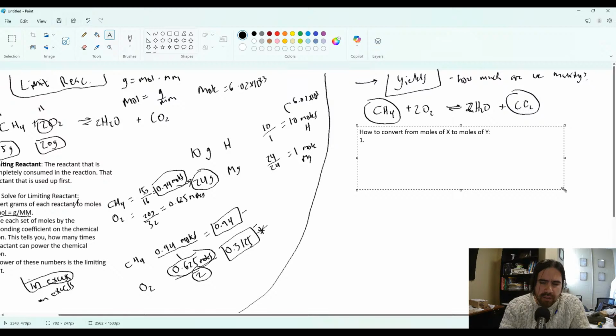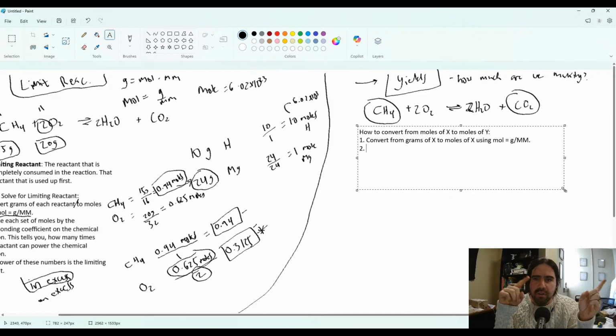Number one, convert from grams of X to moles of X using that standard formula that we've done multiple times now. So moles equals grams divided by molecular mass. That's the first step. Again, like before, sometimes you'll just be given moles and then you can skip that step. But usually you'll be given grams and asked to turn it into grams of another thing.